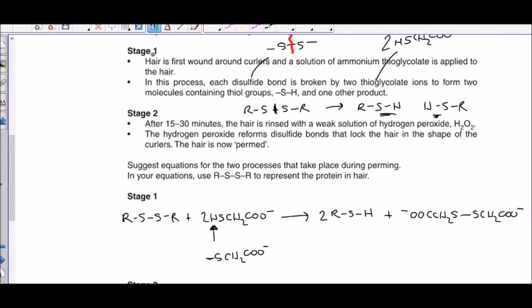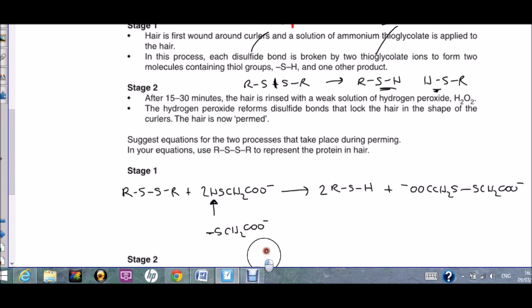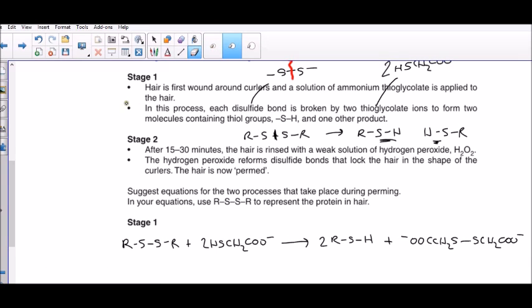If we look back at what we said in stage 1 and just check ourselves, each disulfide bond is broken by two thioglycolate ions, so we've got this reacting with two of these, breaking this disulfide bond to form two molecules containing thiol groups, that's these two, and one other product. So we've taken off this proton here and we've joined these two together to make a new disulfide bond over here.